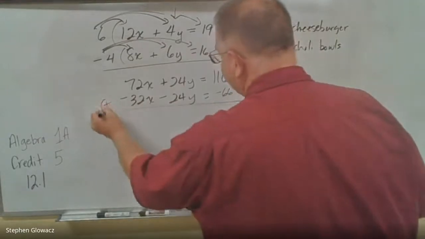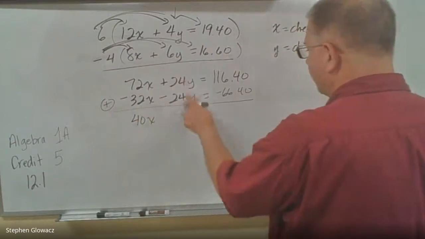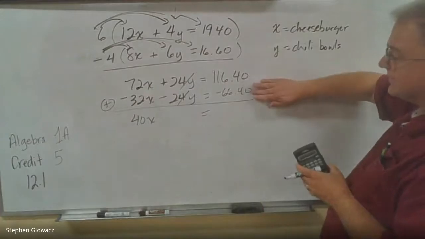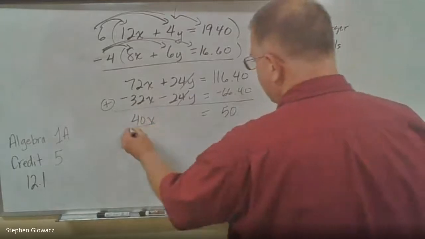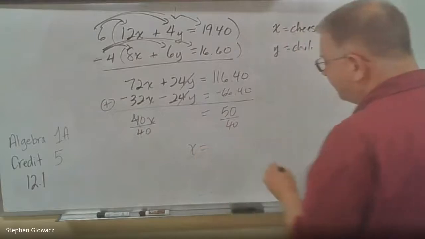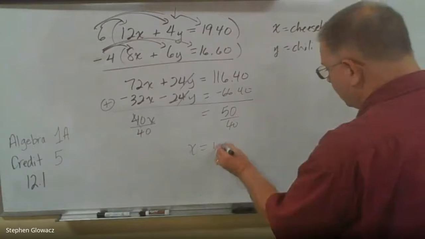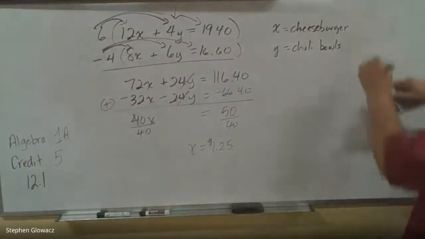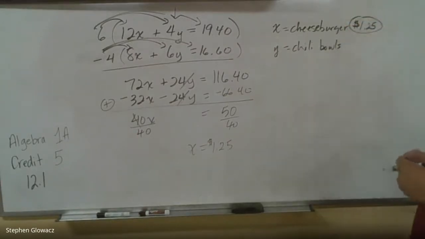All right, now we're ready to add these up. 72 minus 32 is 40x. 24 minus 24 cancels out. And 11640 minus 6640 is exactly 5000. X is being multiplied by 40, so we divide by 40. 50 divided by 40 is 1.25, but we say $1.25 because remember X represents the cost of the cheeseburgers. So you would write there that the cheeseburgers cost $1.25.